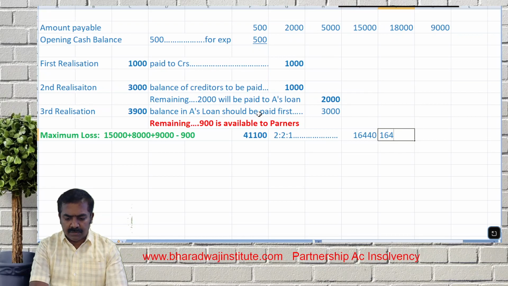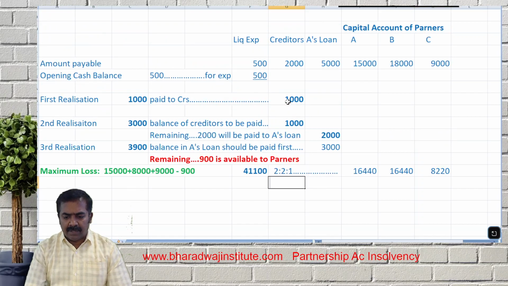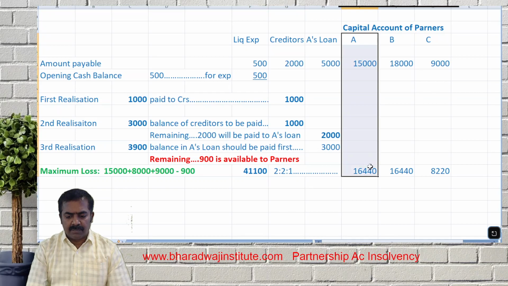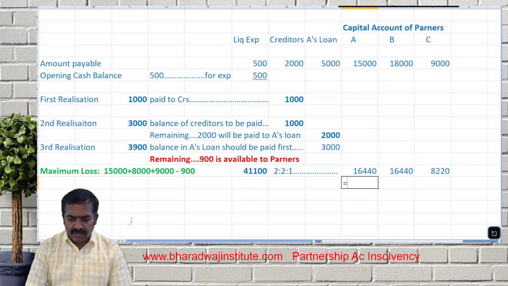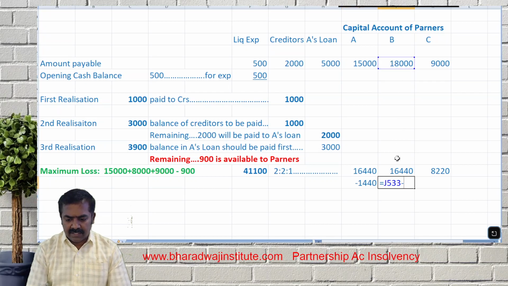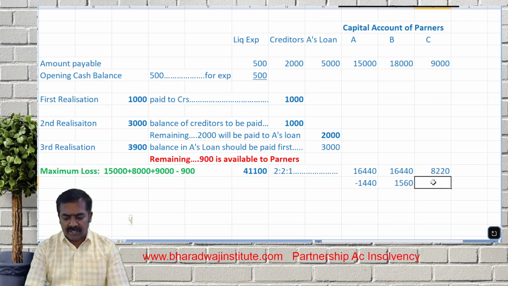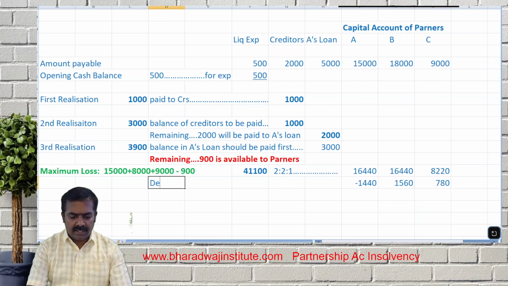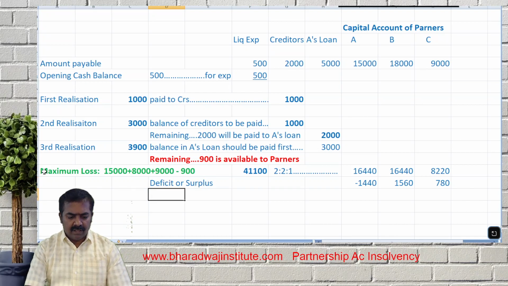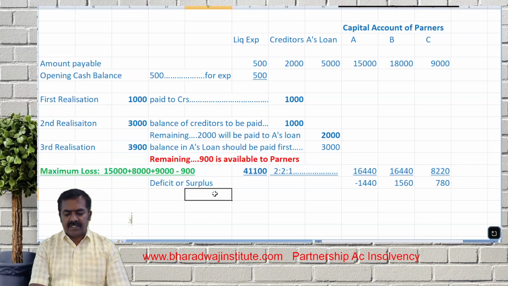16,440, then 8,220. Wait. Now look at partner A, what is the unpaid capital? 15,000 minus the loss of 16,440, so there is a deficit. How much deficit? 15,000 minus 16,440, there is a deficit. For the other partner, 18,000 minus 16,440 is 1,560. 9,000 minus the maximum loss. So this will give me a deficit or which one? Surplus. After distributing the maximum loss, do I get a deficit or surplus? Here, deficit for A.